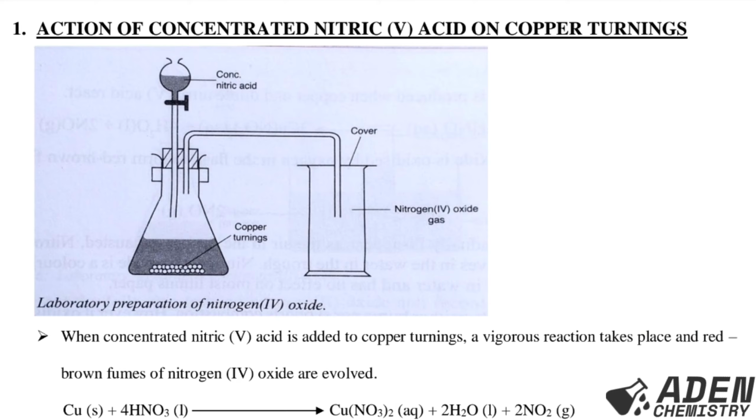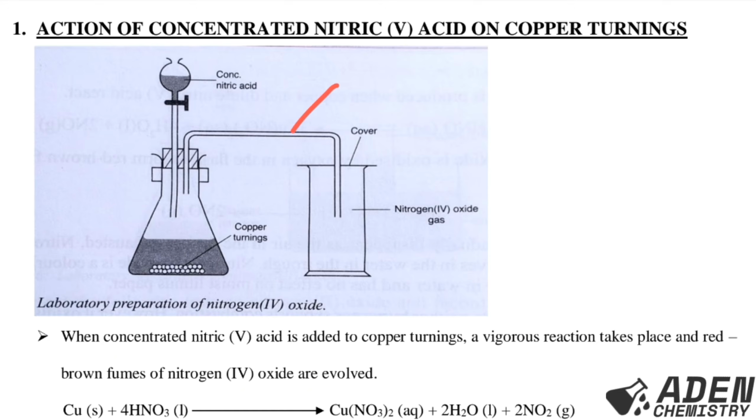If we check the diagram, we can see that nitrogen peroxide is collected by downward delivery tube. This is the delivery tube. Check the delivery tube. It is downward delivery tube. So the reason why nitrogen peroxide gas is collected by downward delivery tube is that nitrogen peroxide is denser than air.